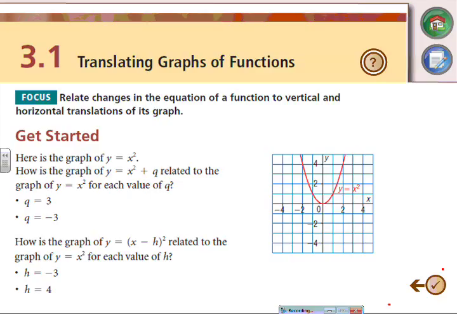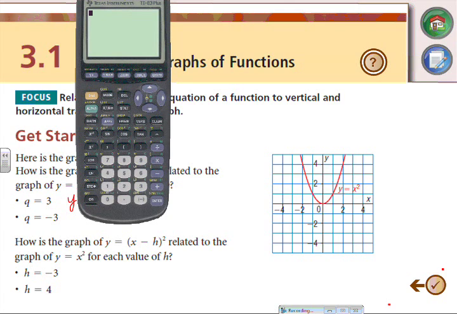Okay, so getting started here. Here is the graph of y equals x squared. Now we're going to see what happens if we throw a plus q on the end. So if we throw in, let's say, q being 3 here, that means the equation is y equals x squared plus 3. Let's punch that into the calculator and see what happens. So the first one we want to graph is y equals x squared. Good. Graph that. Yep, that's the right graph.